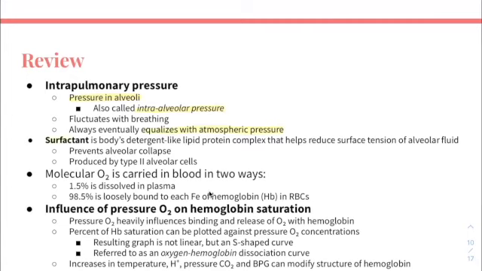Surfactant. Surfactant will reduce surface tension. It prevents those alveoli from collapsing, and it is produced by type 2 alveolar cells.